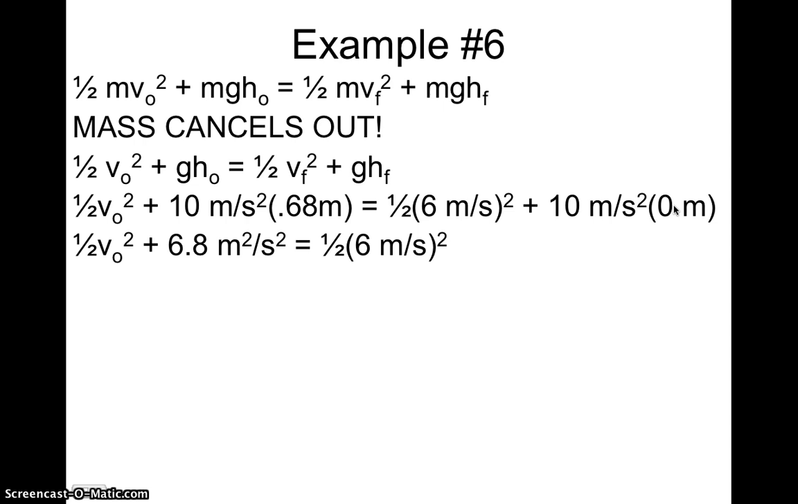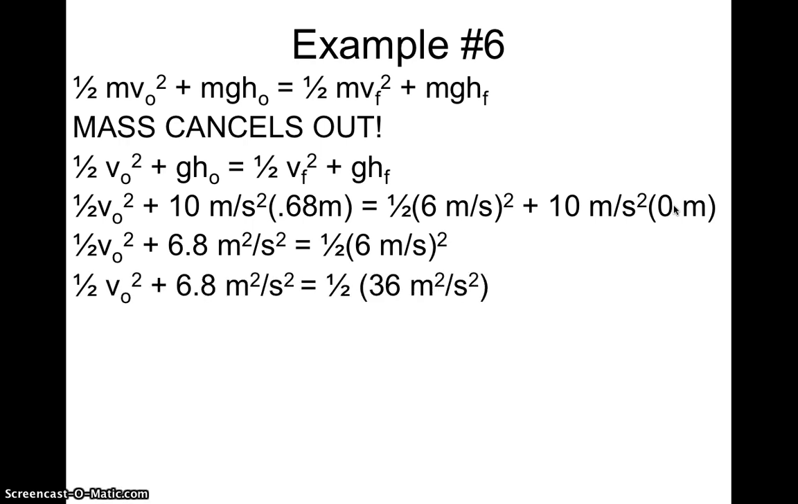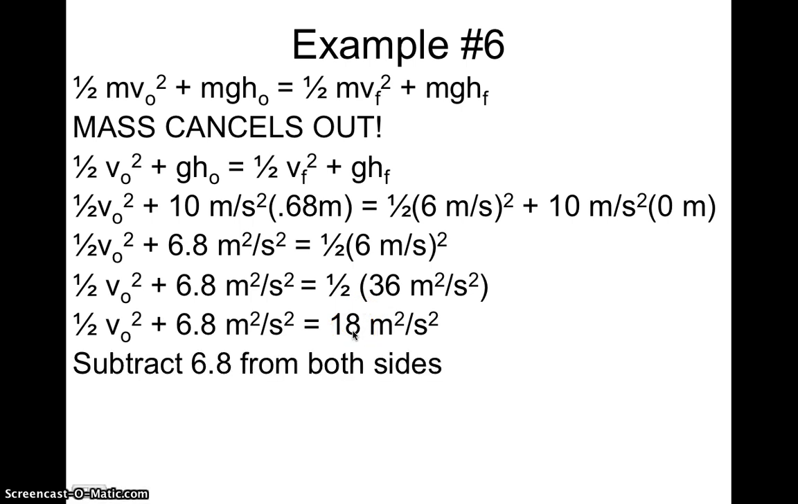If we get rid of that last term and we go ahead and do some math, we end up with 1/2 V0 squared plus 6.8 meters squared per second squared is equal to 1/2 times 6 meters per second, and that quantity squared. Do a little bit more math, we went ahead and squared the very end term. Then we take 1/2 of the 36 that we had here, we end up with 18. We subtract 6.8 from both sides. You still have to subtract here, you can't divide anything.